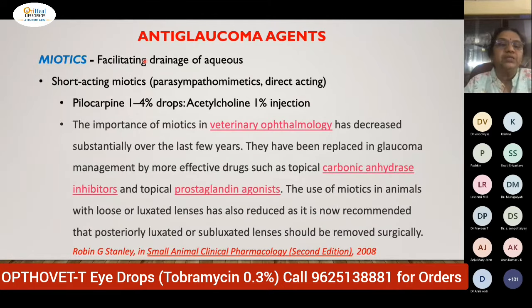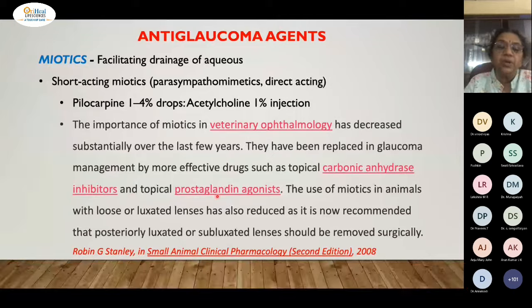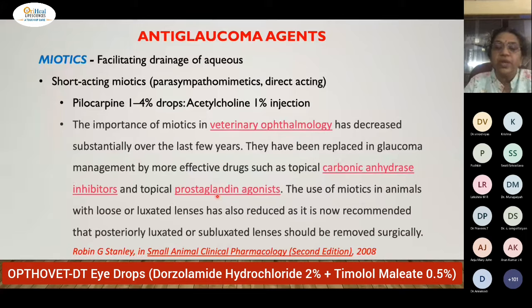Then anti-glaucoma agents. Miotic agents are commonly preferred, which facilitate drainage of the aqueous. But we don't use much pilocarpine in the medical treatment of glaucoma in veterinary ophthalmology. We mainly depend upon carbonic anhydrase inhibitors, which reduce the production of aqueous humor, and topical prostaglandin agonists, which open up the uveoscleral outflow and help in the drainage of the aqueous humor. These are the two things we normally use.